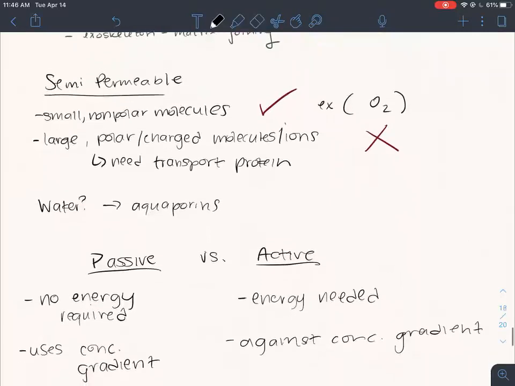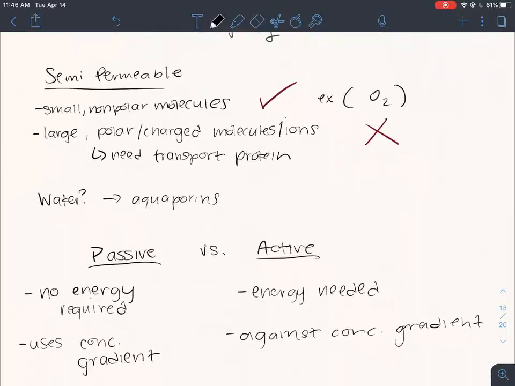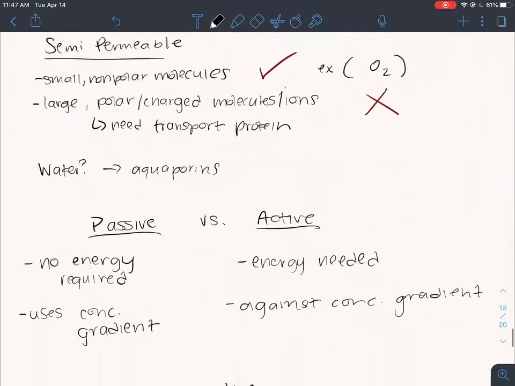So when we say the membrane is semi-permeable, it depends on what can actually cross through the membrane on its own and what needs help. So small nonpolar molecules like oxygen don't really need help crossing the membrane, so they can freely move from out and in the cell. But large polar slash charged molecules or ions need a transport protein because they can't cross that hydrophobic layer. And water, if you want to move a large amount of water into or out of the cell, you're going to need an aquaporin. And an aquaporin is basically a transport protein that is mainly used for the transport of water.